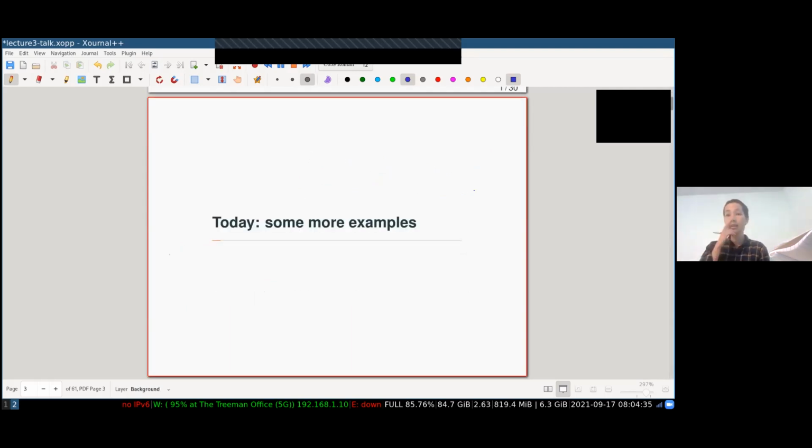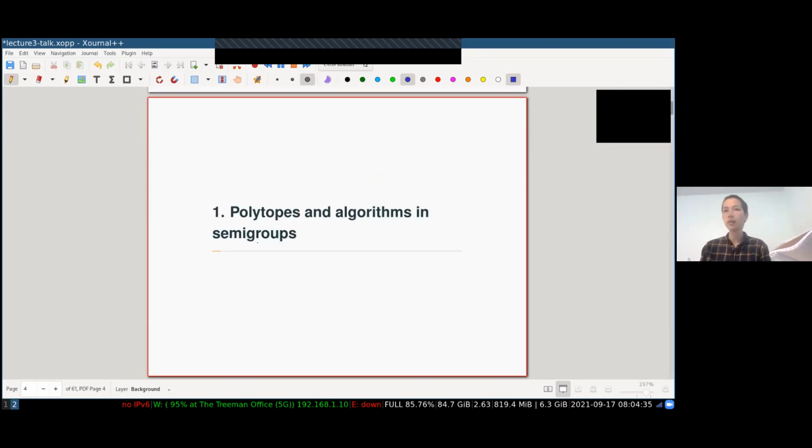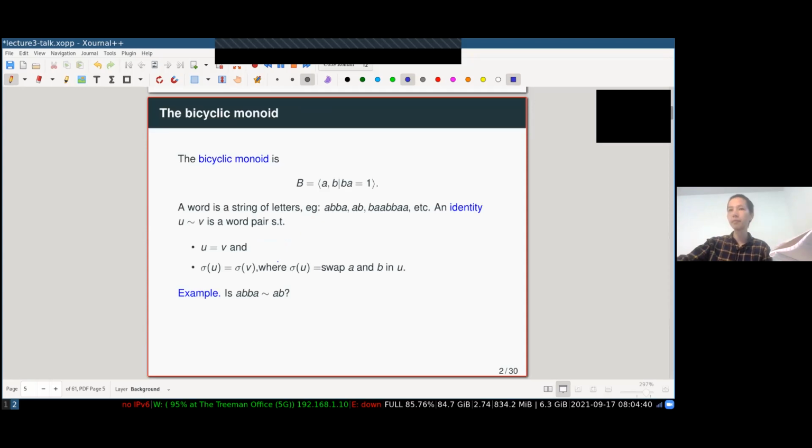Okay. So today I'll just give you some more examples. The first one is polytopes and algorithms and semigroups. Yeah, so I hope this will be an interactive lecture. Okay. So here's a definition.